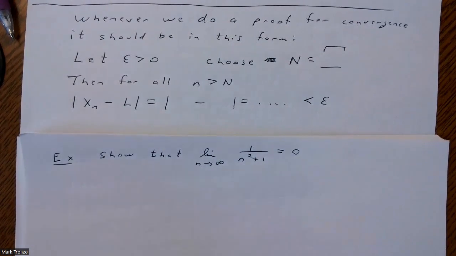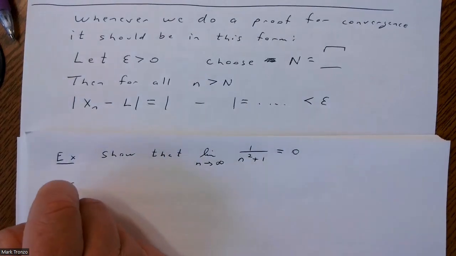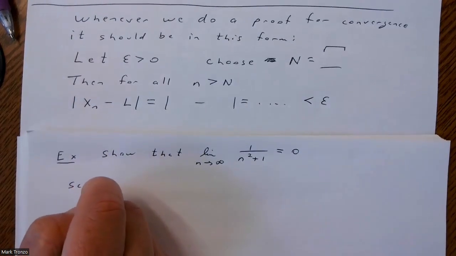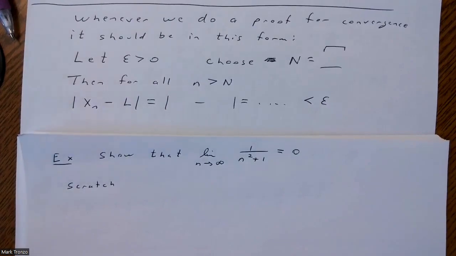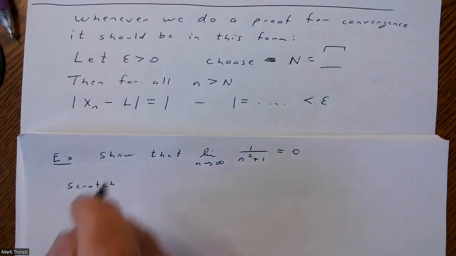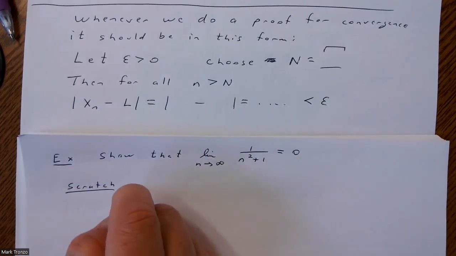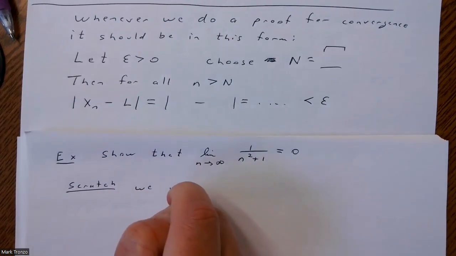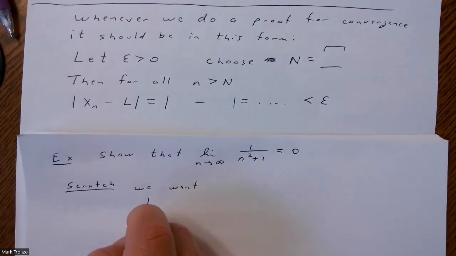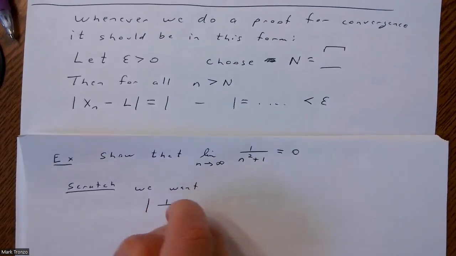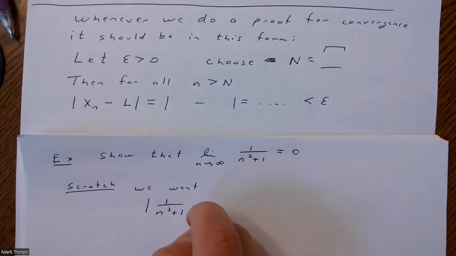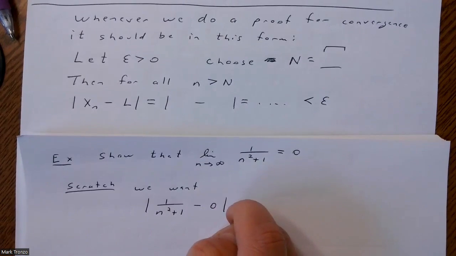This is true. So again, we'll do our scratch work. And so we're going to say, pick an epsilon. We want, say, this 1 over x, and like this, minus 0 to be less than epsilon.